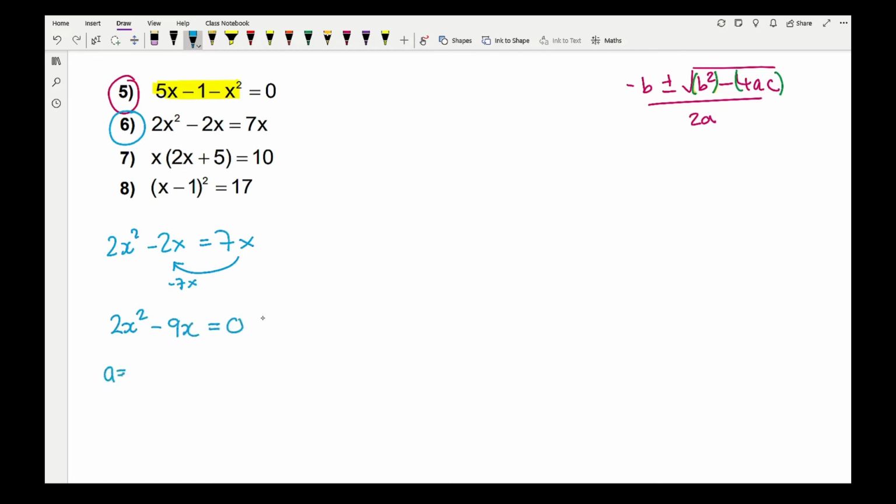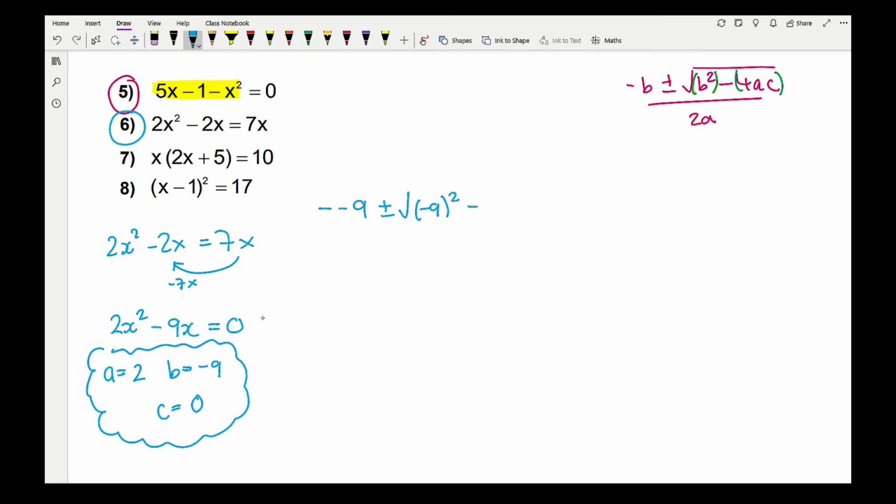So here A is the number of x squareds I've got, which is 2. B is the number of x's I've got, which is minus 9. And C, well, I haven't got a number, so it's just 0. So these are the values that I'm going to be substituting in. So from this then, I've got minus 9 plus minus 9 squared minus 4 times 2 times 0. And that's all being divided by 2 times 2.